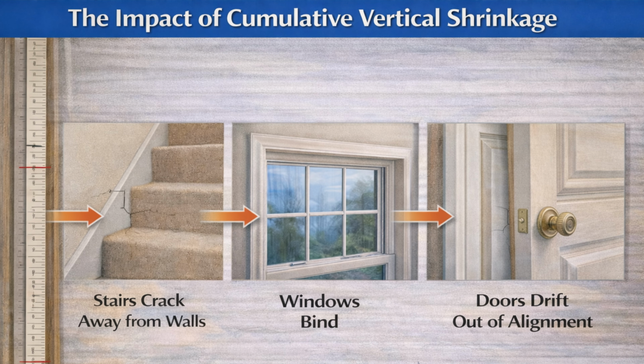In multi-story buildings, every floor plate shrinks, every wall plate shrinks, every joist dries. Individually, the movement is small. Together, it adds up. Shrinkage compounds vertically. This cumulative shrinkage is why stairs crack away from walls, windows bind, and doors drift out of alignment. These are not foundation failures. They are moisture stories. Calling this movement settling is convenient, but misleading.